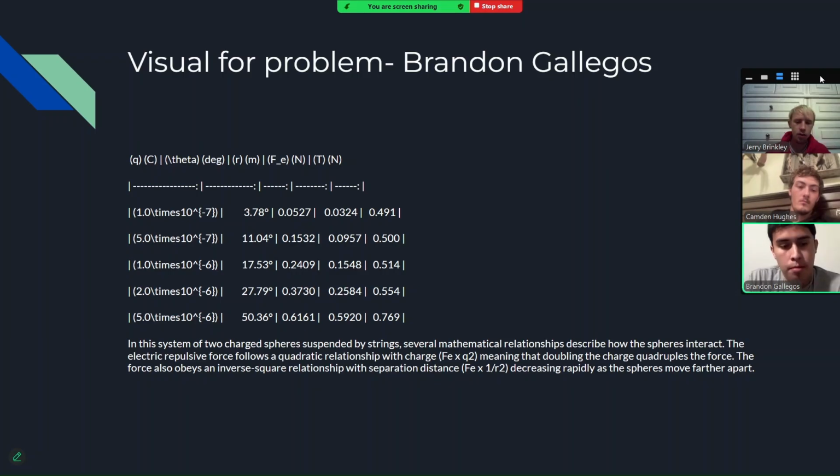In this system of two charged spheres suspended by strings, several mathematical relationships describe how the spheres interact. The electric repulsive force follows a quadratic relationship with charge, Fe proportional to Q squared, meaning doubling the charge quadruples the force. The force also obeys an inverse square relationship with separation distance, Fe proportional to 1 over r squared, decreasing rapidly as the spheres move farther apart.